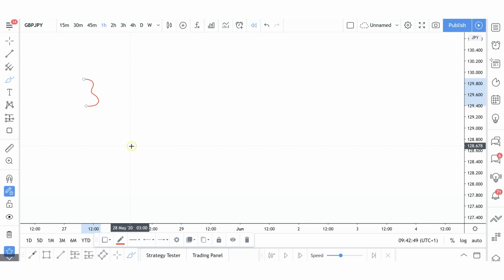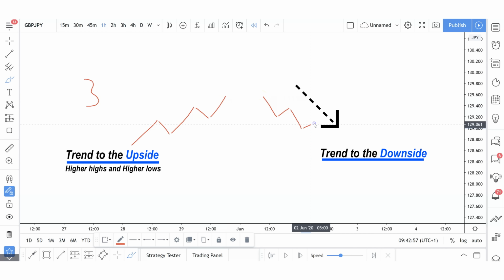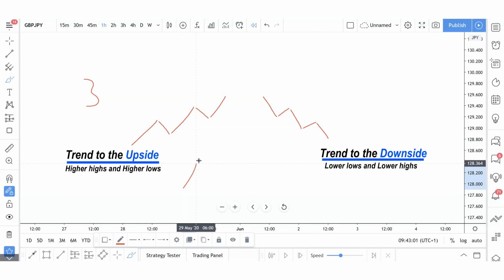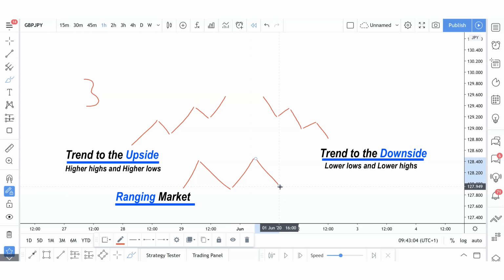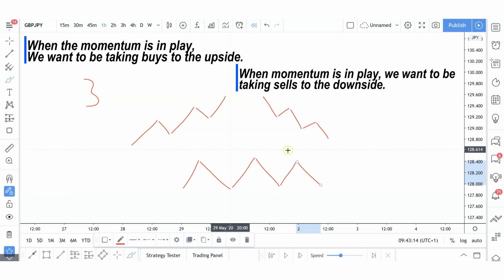The 3 phases of any market structure is clearly a trend to the upside, making higher highs and higher lows. The second is a trend to the downside, making structural lower lows and lower highs. And then the third phase is a ranging market. Now, clearly, we want to be trading with the trend. When the momentum is in play, we want to be taking buys to the upside. When momentum is in play, we want to be taking sells to the downside.